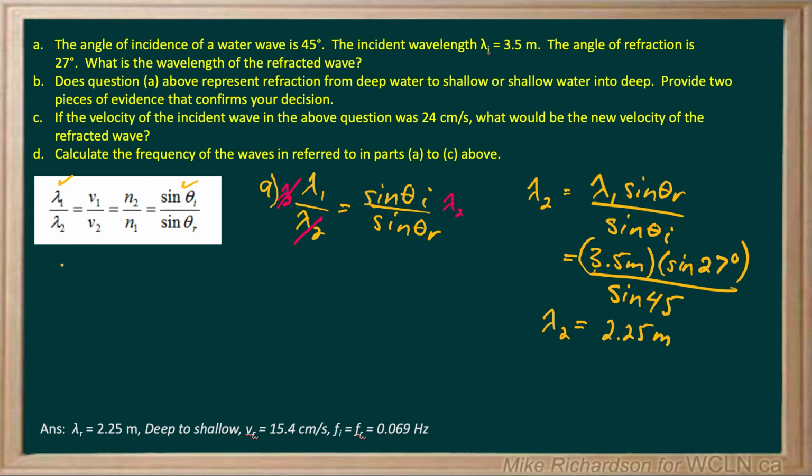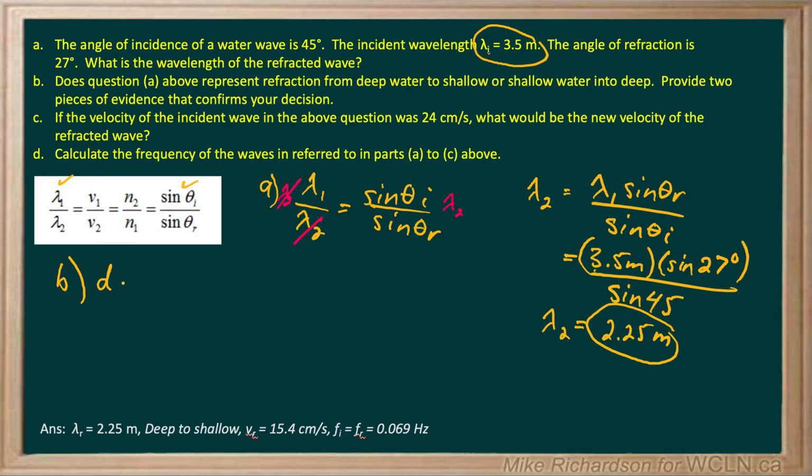Now in part B, does this question above represent refraction from deep to shallow or shallow to deep? Well, when you go from deep to shallow, the water will slow down. So that's worth memorizing. And when things slow down, they bunch up. So notice my original wavelength was 3.5 meters. My refracted wavelength was 2.25 meters. So provide two pieces of evidence that confirm it's going from deep to shallow.